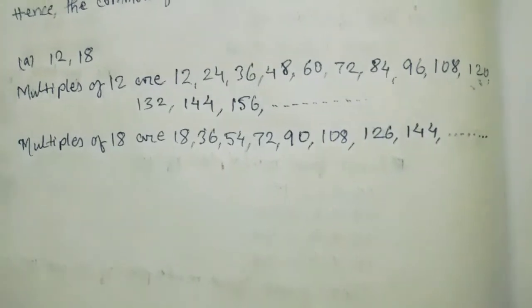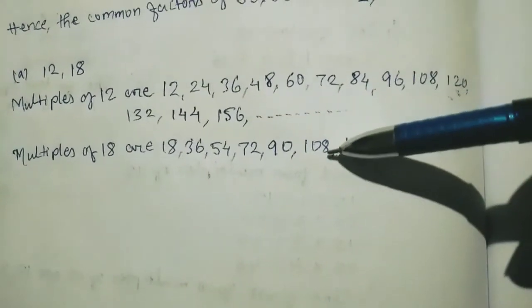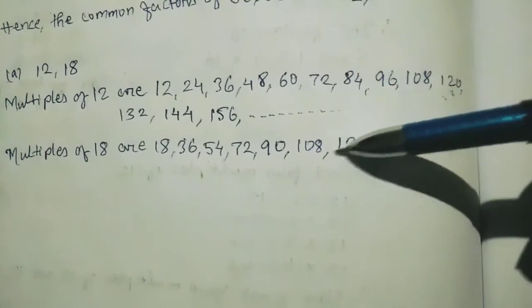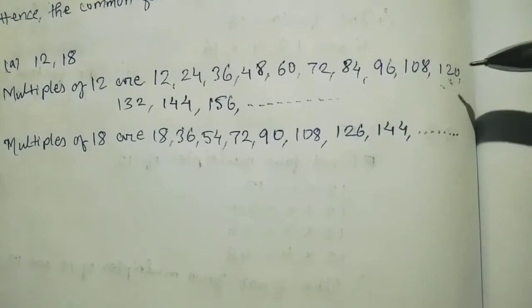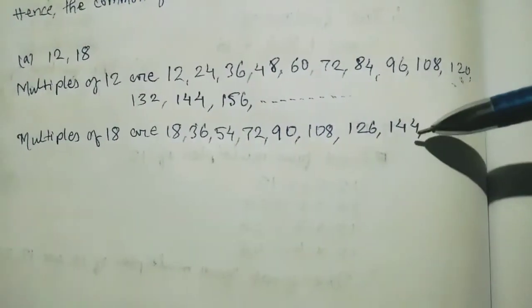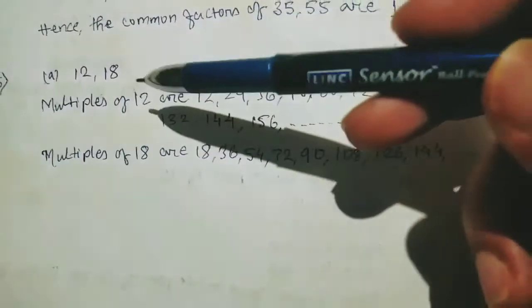After that we will see the next number, 90, 90 is not present, 96 no. So 108, you can see it is present in both the numbers. So this is our third common multiple, and 126 is not present, 144, yes, 144 is present. So this is our fourth common multiple. In this way we have got the four common multiples between 12 and 18.